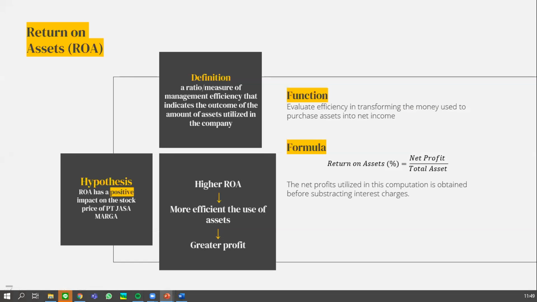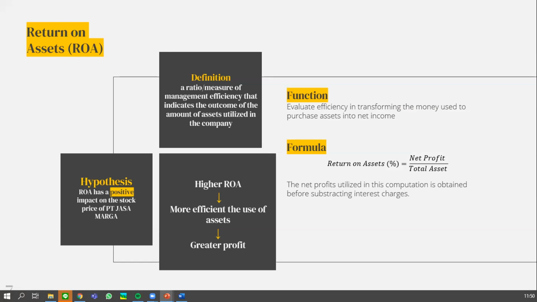The next one is return on assets or ROA. Every company must understand the return on assets in order to evaluate efficiency in transforming the money used to purchase assets into net income. Return on assets is a ratio or a measure of management efficiency that indicates the outcome of the amount of assets utilized in the company. The formula is the net profit divided by total asset.